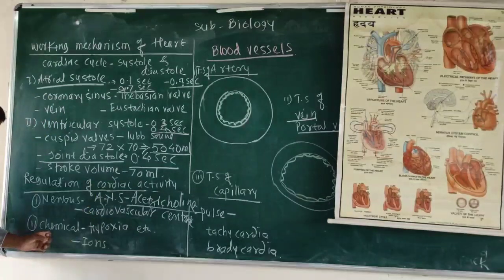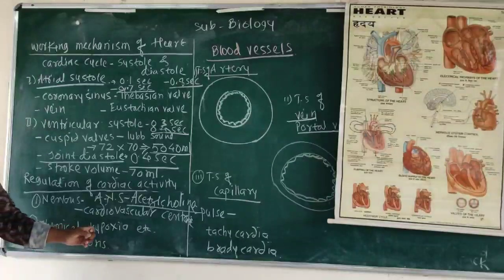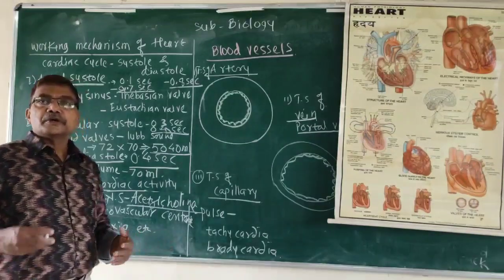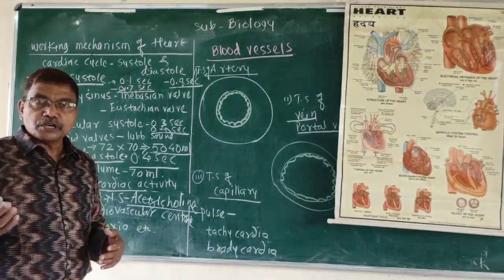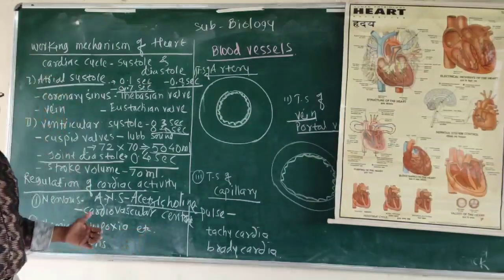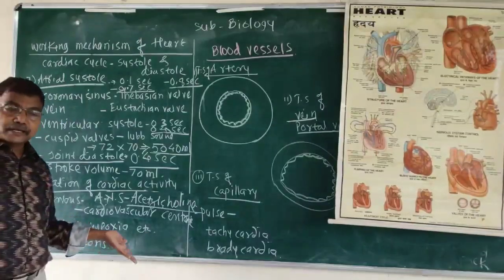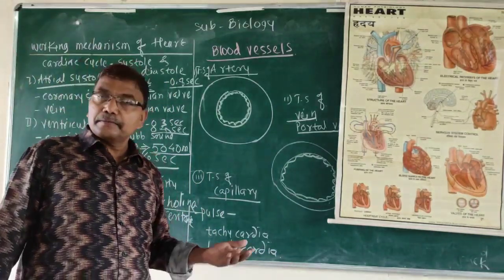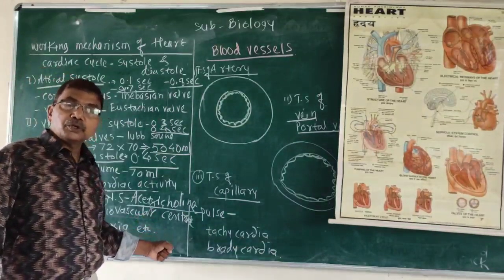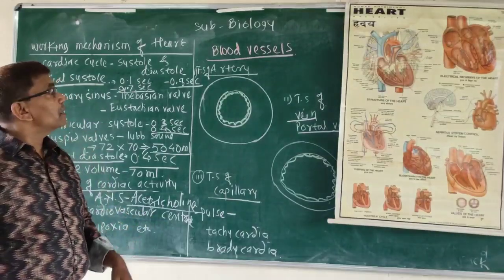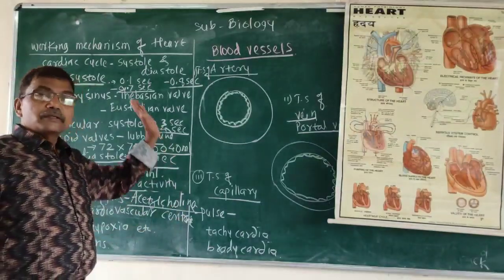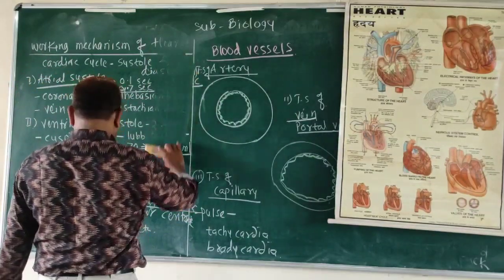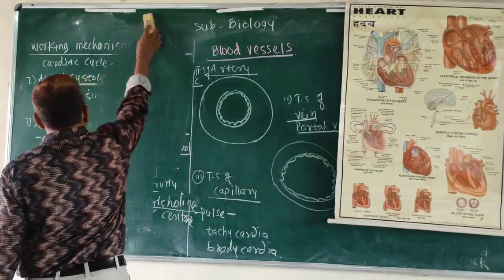Then there are some chemical substances and conditions like hypoxia, acidosis and alkalosis. That means when there are changes in the physiological conditions, cardiac activity is also reduced. As well, when ionic material increases in the body fluid, such as sodium and potassium ions, there is a reduction in cardiac activity. So this is about the working of the heart and its regulation.